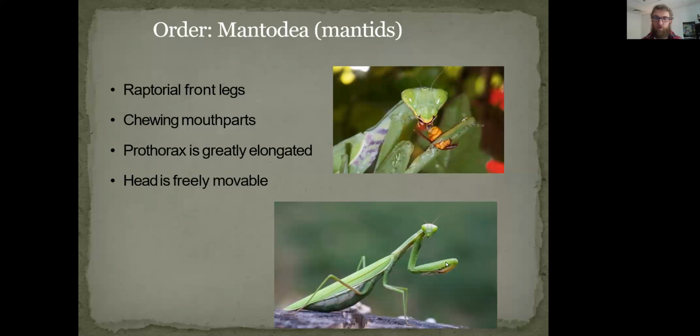And the head is freely movable. So if you've ever looked at one, they can actually turn their head all the way around. Not 360, but a long way, which for most insects, they can barely move their head at all.